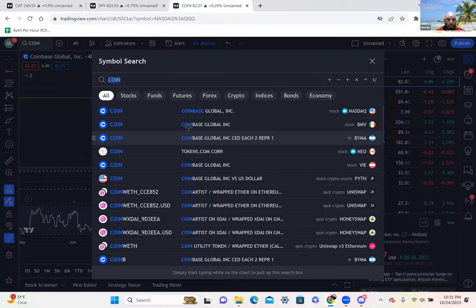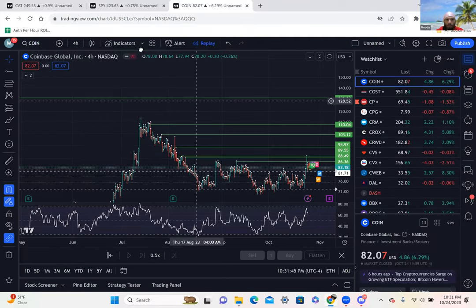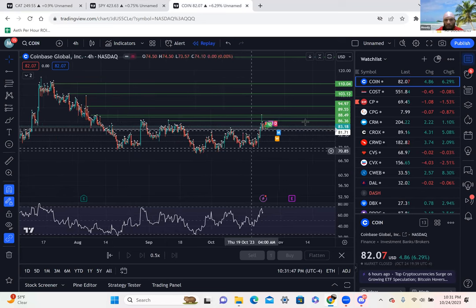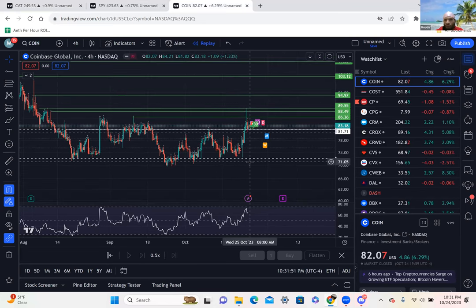Like if you look at COIN real quick, you know what I'm saying? It's like, I know what's going to happen. My white line is my entry and I know to go up and take all those out. That's just what I know.